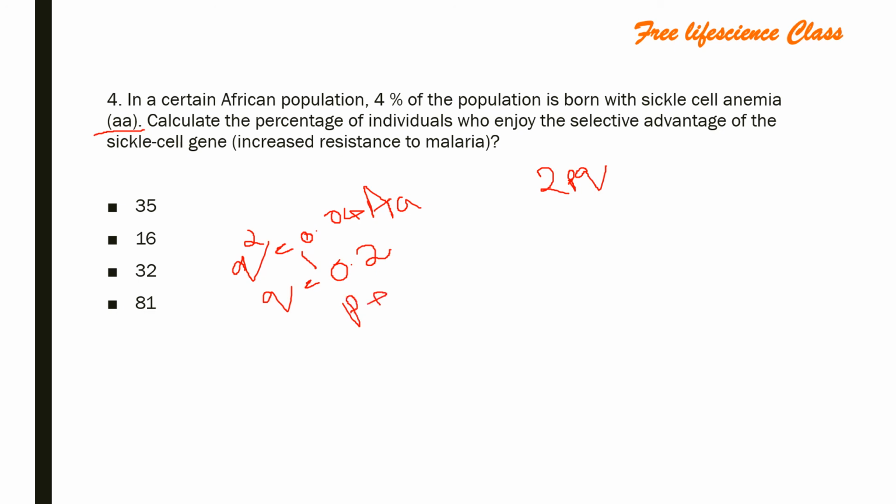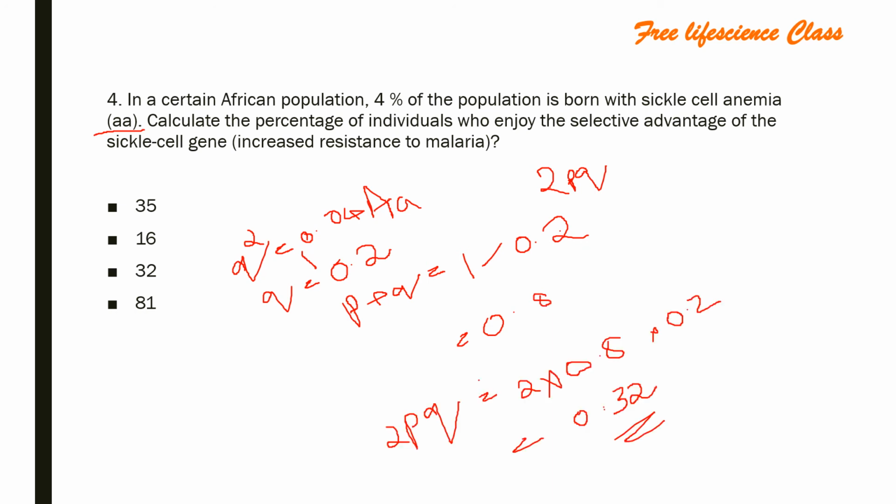The same equation we found in previous questions, so I am not going to explain this again. So 1 minus 0.2, we will get 0.8 as the answer. Then we have to calculate 2pq, that is 2 into 0.8 into 0.2, that is 0.32.